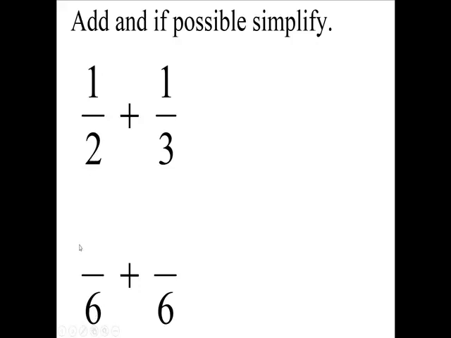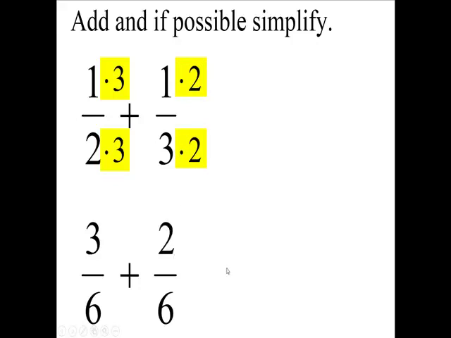Now 2 goes into 6 3 times, so I know 2 times 3 is 6. If I multiply the 2 by the 3, I must also multiply the 1 by the 3. 1 times 3 is 3. So here's a fraction that's equivalent with 1/2. Okay, now this 3 goes into this 6 2 times. We know 3 times 2 is 6. 1 times 2 is 2.